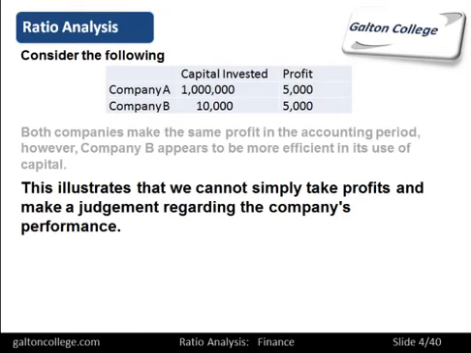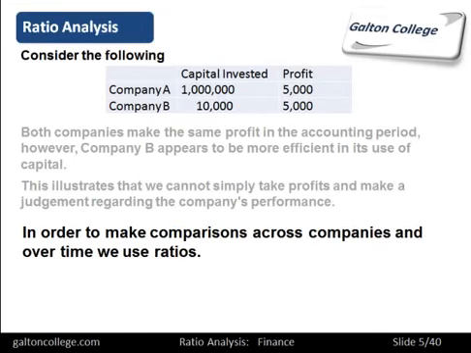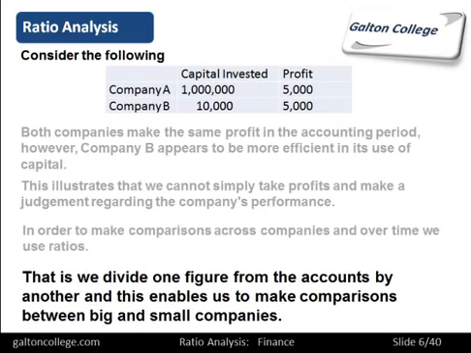And from that, you can see that if we divide the profit by 1 million for Company A and divide the same profit by 10,000, then Company B will appear to be far more efficient, even though Company B is a much smaller company. So in order to make comparisons across companies and over time, we use ratios. That is, we divide one figure from the accounts by another figure, and this enables us to make comparisons between big and small companies.